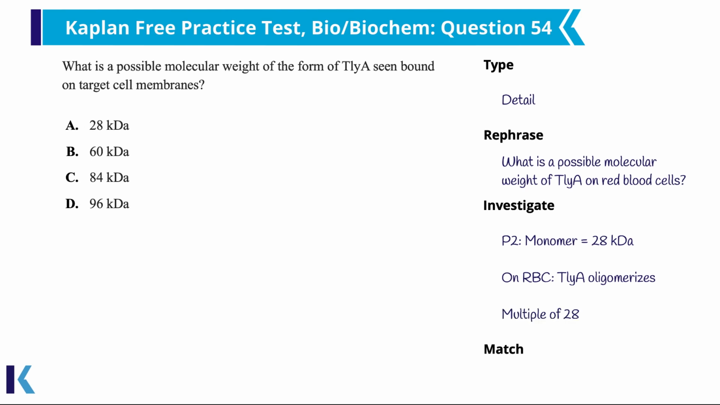Going to the answer choices, A is technically a multiple of 28, but this is the monomer form, so it's not it. 60 kilodaltons is not a multiple of 28, rather 56 is. B is also not it. C is a multiple of 28. I found my answer and don't need to look at D, though a quick glance tells me that it doesn't fit.